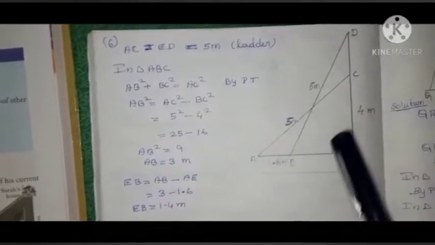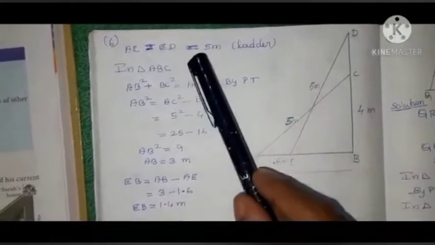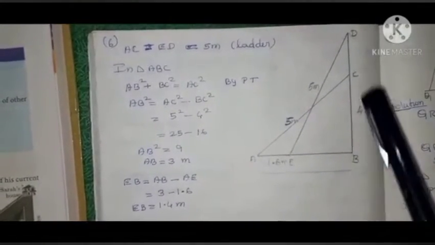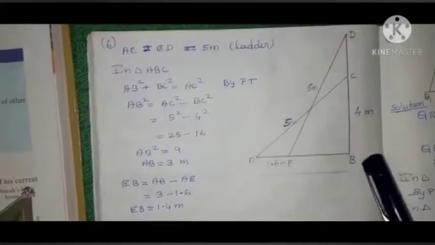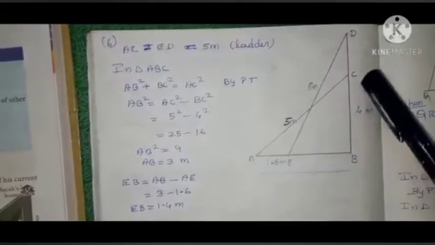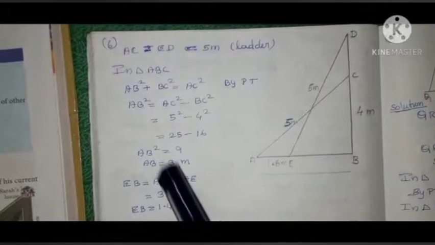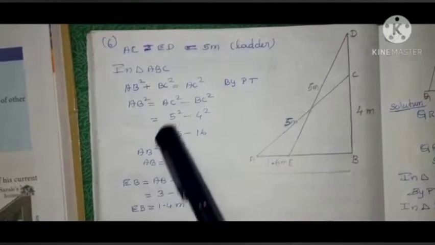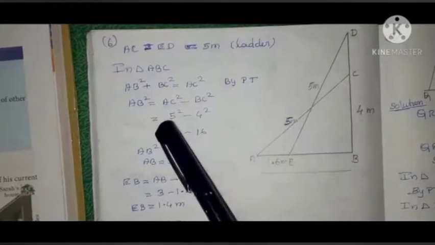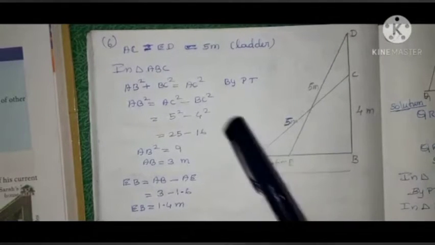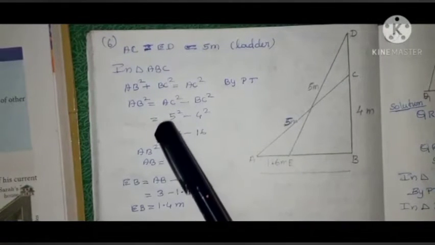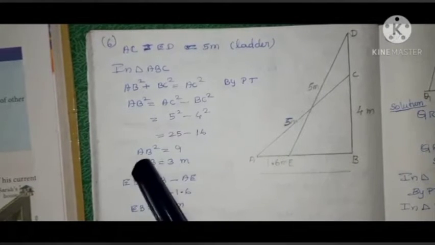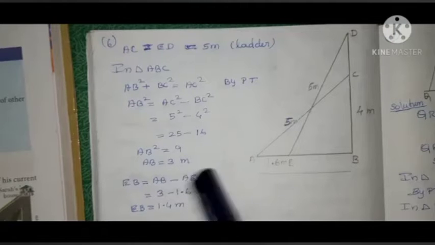AC and ED are equal to 5 meter, that is the ladder. In triangle ABC, AB square plus BC square is equal to AC square, by Pythagoras theorem. AB square is equal to AC square minus BC square. AC is 5 square minus BC is 4 square. 5 square is 25, minus 4 square 16. 25 minus 16 is 9. AB square is equal to 9, AB is equal to 3 meter.